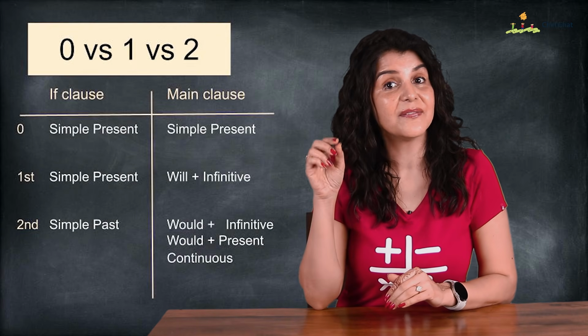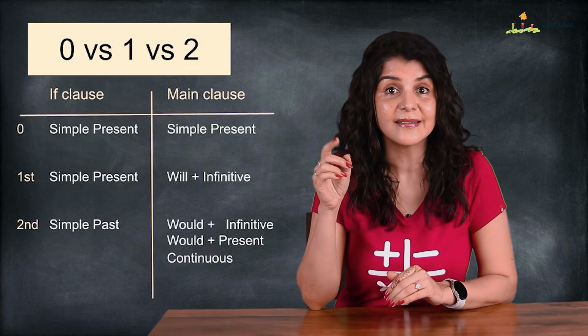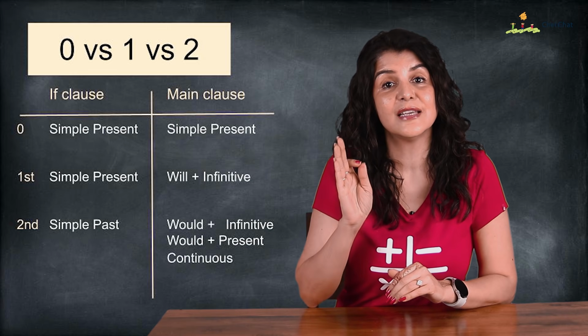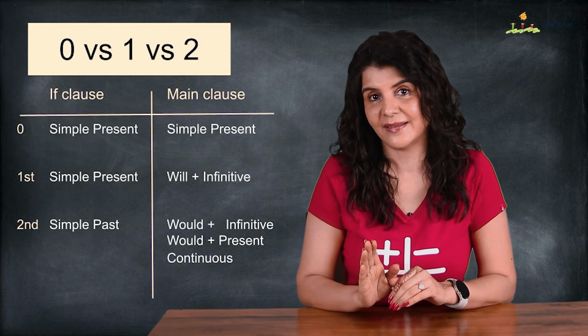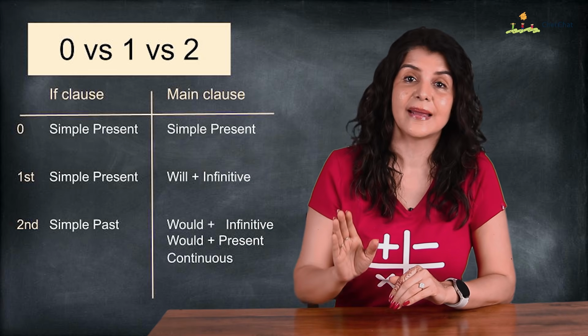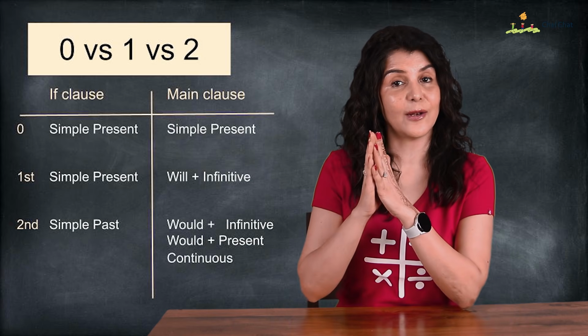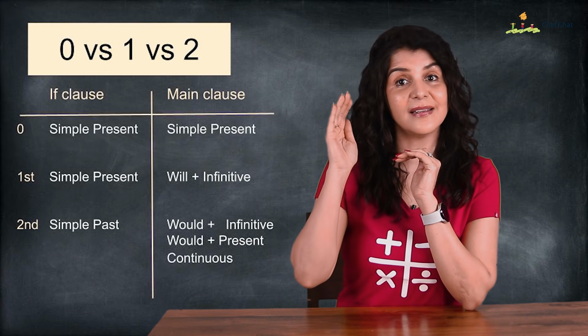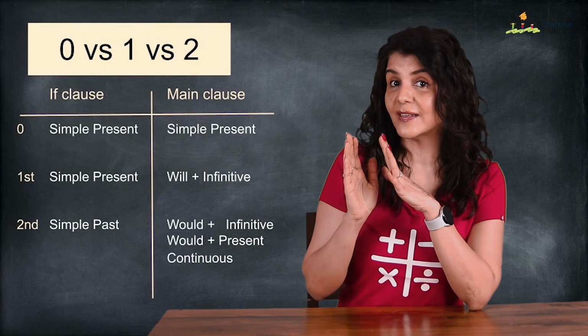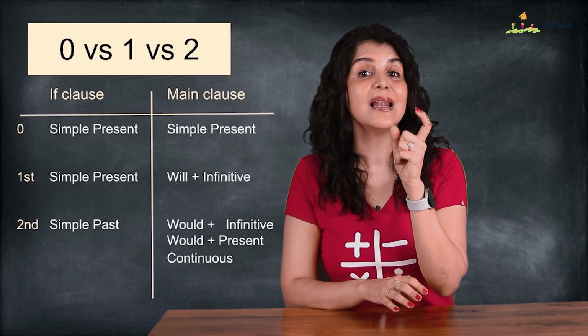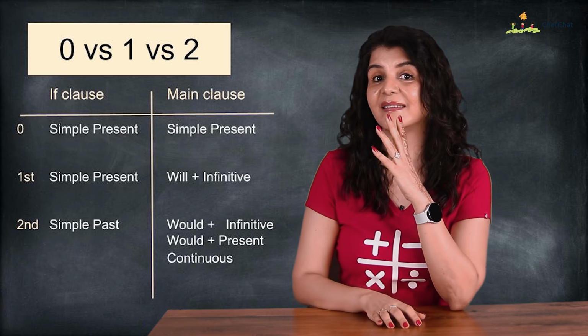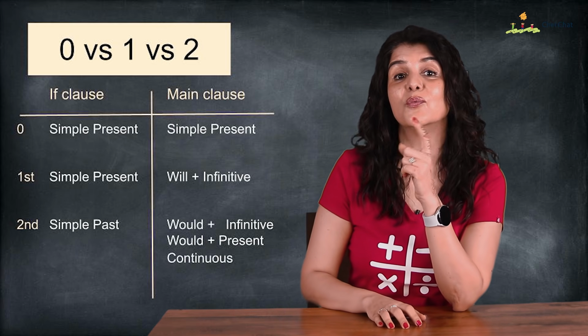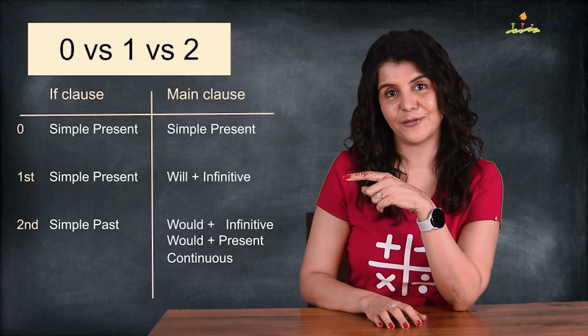The first two have their if clauses in simple present tense. The second conditional has an if clause in simple past tense. We're looking back at something. As for the main clause, in 0 conditional, it's in the present tense. In the first conditional, it has a will plus infinitive. In the second conditional, it is a would plus infinitive.